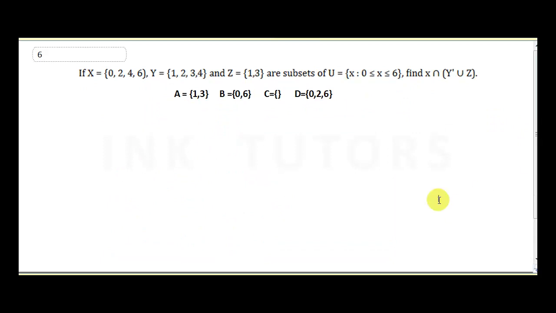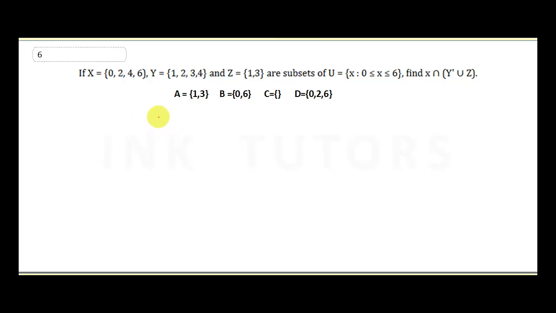Okay, the next question says if X is equal to 0, 2, 4, and 6, Y is 1, 2, 3, 4, and Z is 1, 3. These are all subsets of U. Find X intersection Y prime union Z. Okay, so now our Y prime, remember, first of all, I think we need to list our universal set. So let's list it.